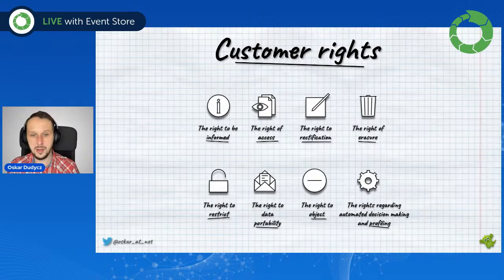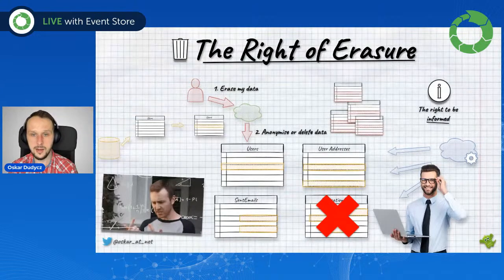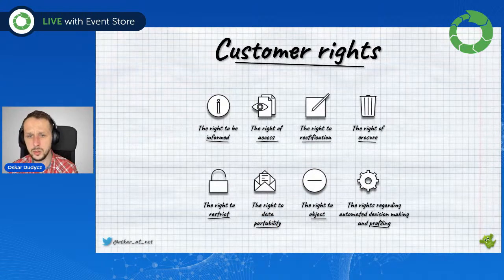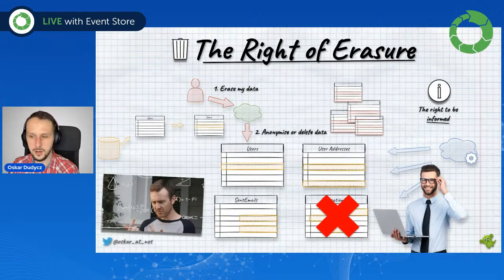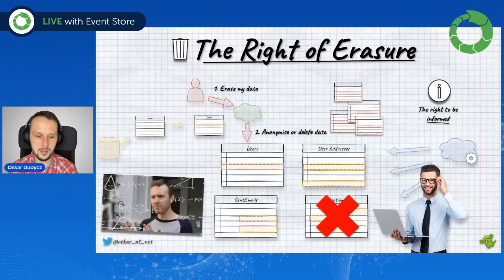And so all of those customer rights, so the right to be informed, the right of access, the right to rectification, erasure, restrict, portability, object, and profiling, are in fact procedures that we should be taking care of, even if there is no GDPR, if we want to build a proper system. And even though those strategies might look like black magic, if we are consistent in our approach, then they are not so hard as they seem.